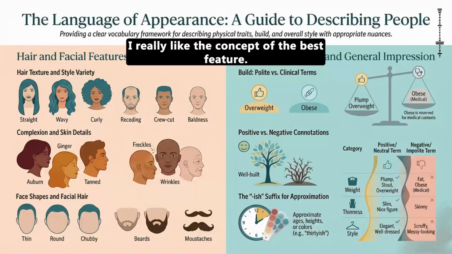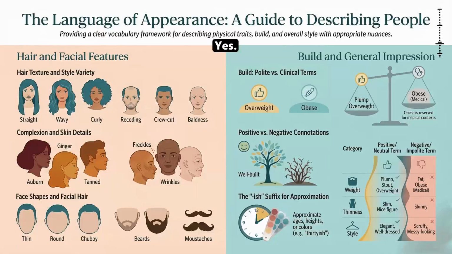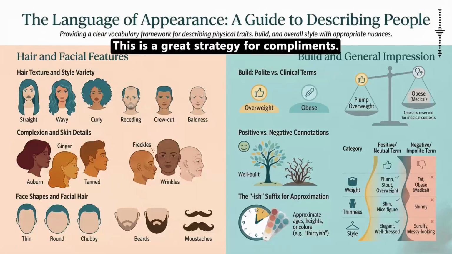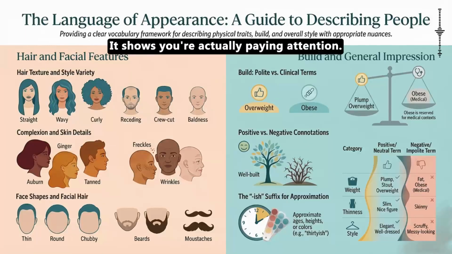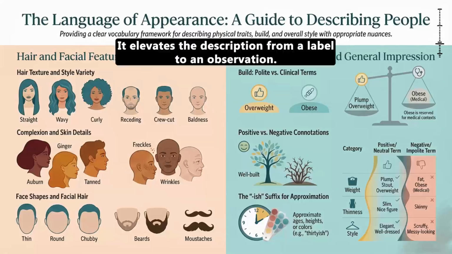I really like the concept of the best feature. Yes, this is a great strategy for compliments. Instead of a generic, you look good, you focus on the detail. Her eyes are her best feature. It's more personal. It shows you're actually paying attention. Exactly. It elevates the description from a label to an observation.